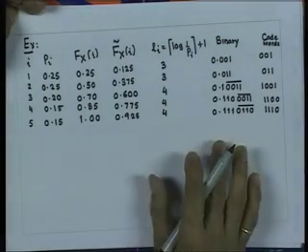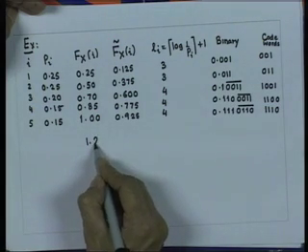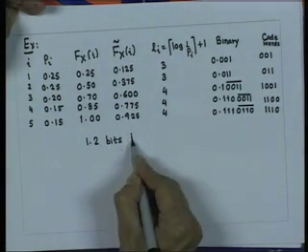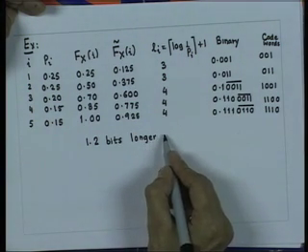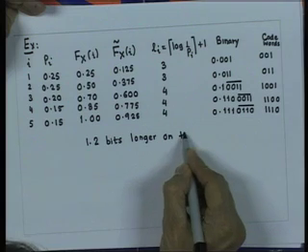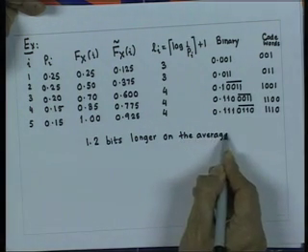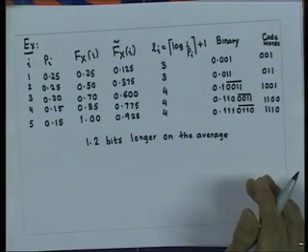Now, the above code is 1.2 bits longer on the average than the Huffman code for this source.